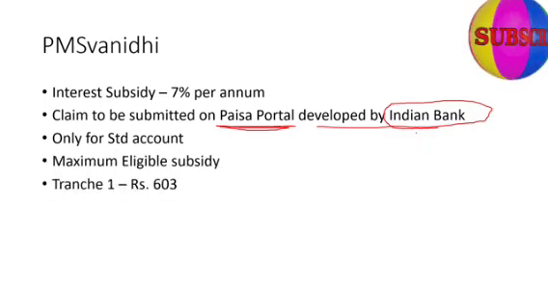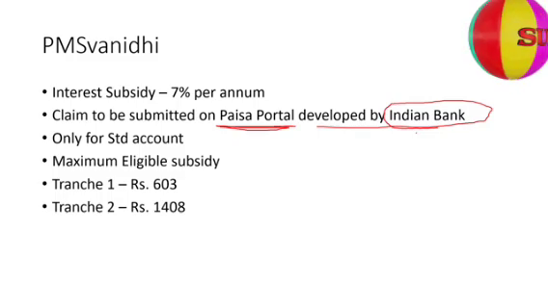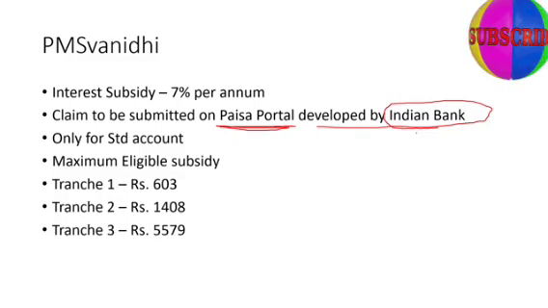Maximum eligible subsidy is based on the loan amount and tenure. For tranche 1 it will be rupees 603. For tranche 2 it will be 1,408 rupees, and for tranche 3 it will be 5,579 rupees. This is the maximum. If the customer takes a lower loan amount, or repays early, it will be less. So the maximum eligible subsidy: tranche 1 603, tranche 2 1,408, tranche 3 5,579.